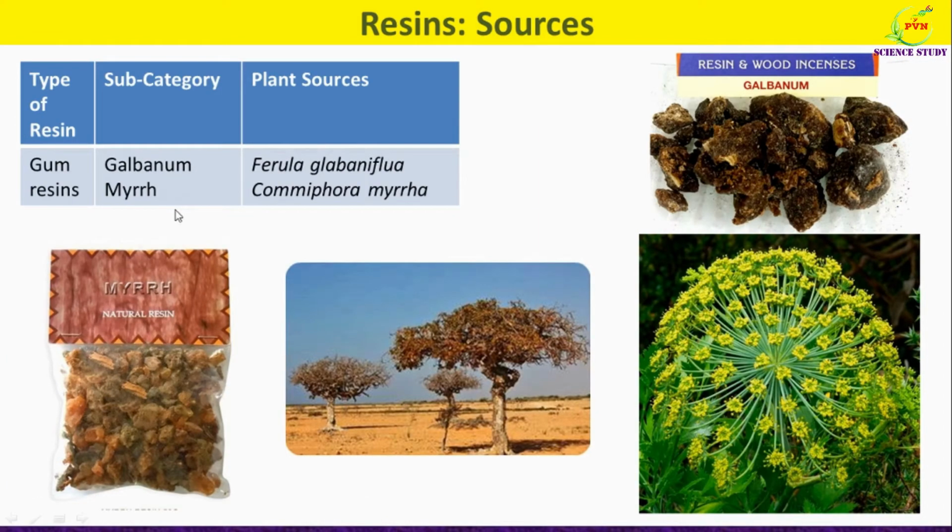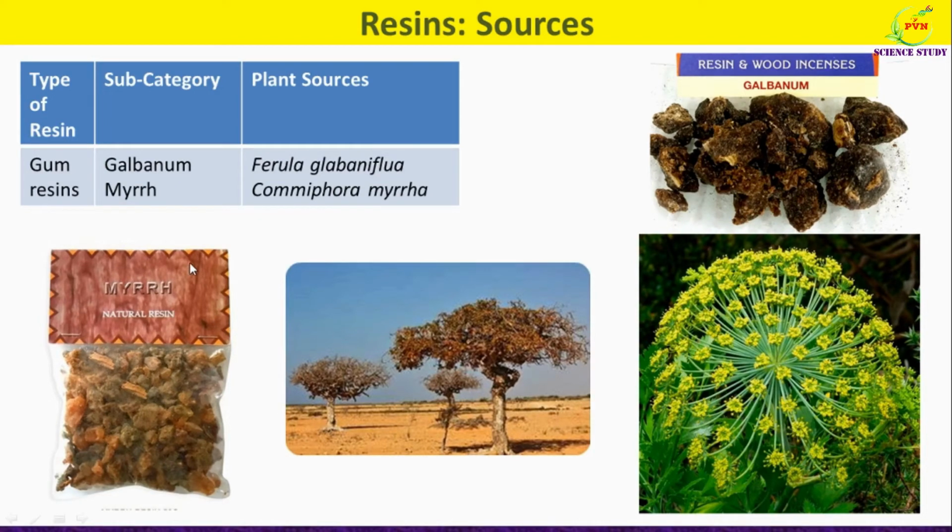Now to other examples of the gum resins are Galbanum and myrrh. So this is the photograph of Galbanum resin. It is gum-like resin. This Galbanum resin is produced from the plant Ferula galbaniflua. This is very beautiful inflorescence of the plant Ferula galbaniflua.